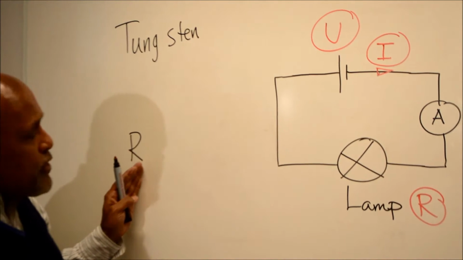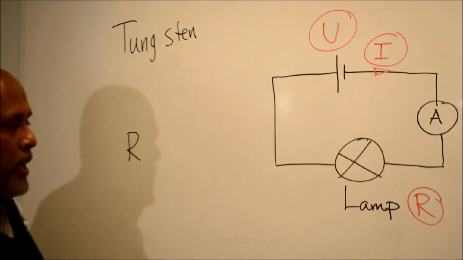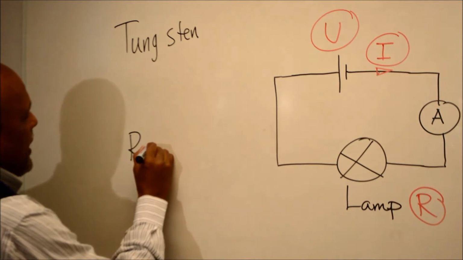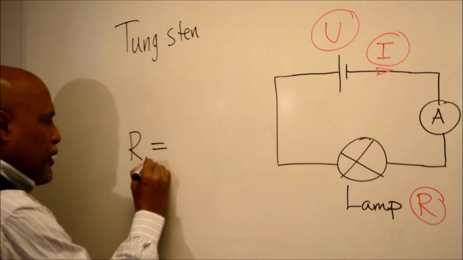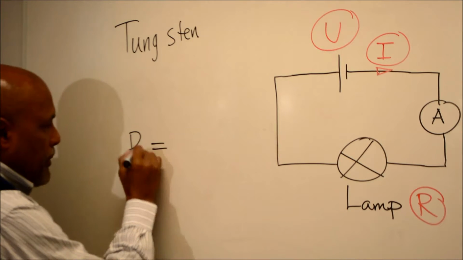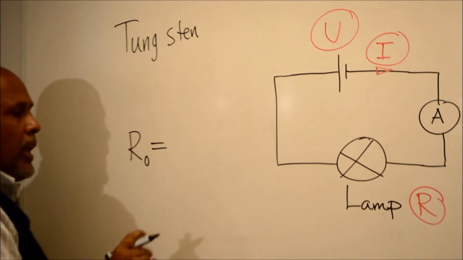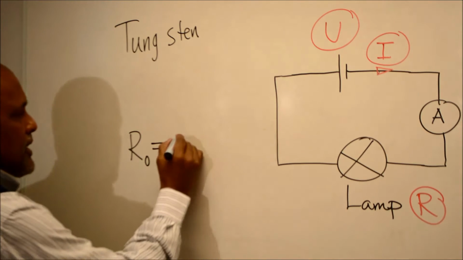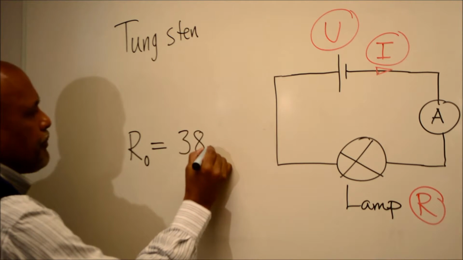Now we measure the resistance at room temperature, and in our case we will see that R at room temperature, R0, is about 38 ohm.